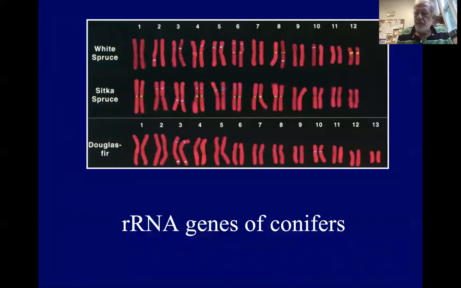These are the karyotypes of 3 species of conifer trees, 2 spruce trees with 12 chromosomes, and a Douglas fir with 13 chromosomes. But I want to draw attention to the little bluish purple regions on those chromosomes, and those are the sites for the ribosomal RNA genes. So they're present on many chromosomes in certain species, and on others they're only packed together on 1 chromosome.